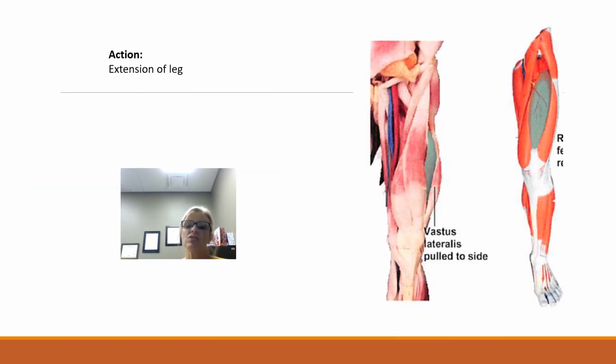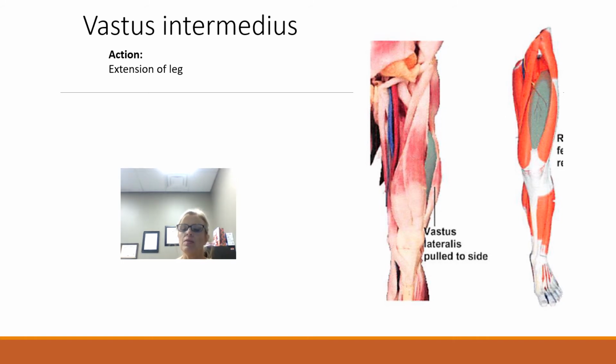So if you pull the vastus lateralis to the side, you can see this particular muscle we have here. This is the vastus intermedius. This is going to be deep to the rectus femoris between the vastus medialis and vastus lateralis, hence the word intermedius. So to see it, you have to pull that rectus femoris aside. It is going to help extend the knee. The origin is on the anterior lateral portion of the proximal femur, and insertion is quadriceps tendon.